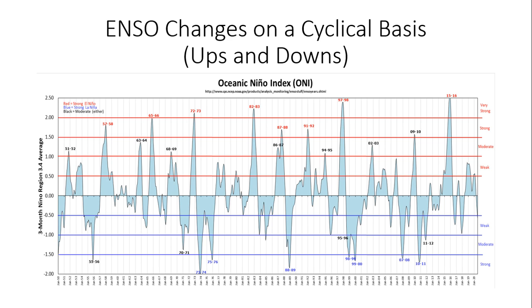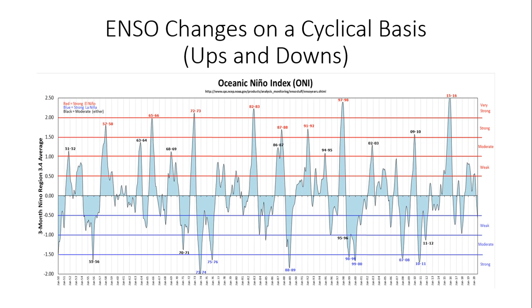In addition, if you look at the bottom in the blue shading, 1973, 74, 75, 76, 88, 89, 98, 99, 2000, 07, 08, and then 2010, 2011. Those were stronger La Nina episodes. And if the years are in black, that indicates moderate. So either a moderate level, either El Nino or La Nina, depending on whether it's a peak or a trough.